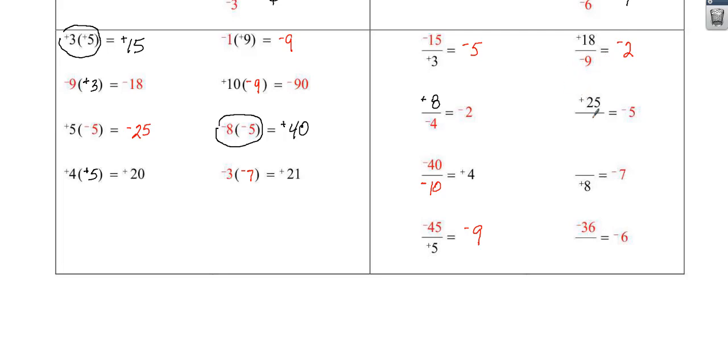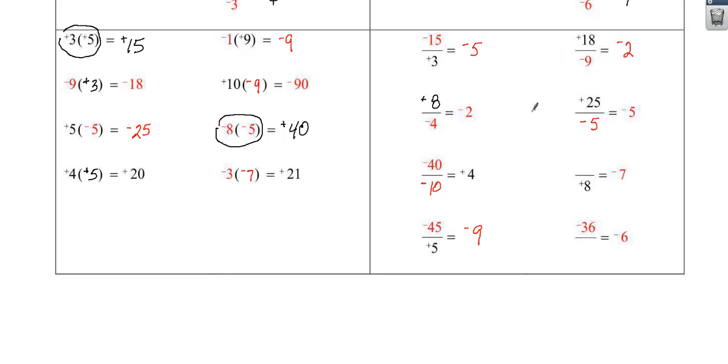Positive 25 divided by something is negative 5. Well, the only way to get a negative answer is if the signs are different. Since that's a positive 25, this has to be a negative, and 25 divided by negative 5 equals 5.